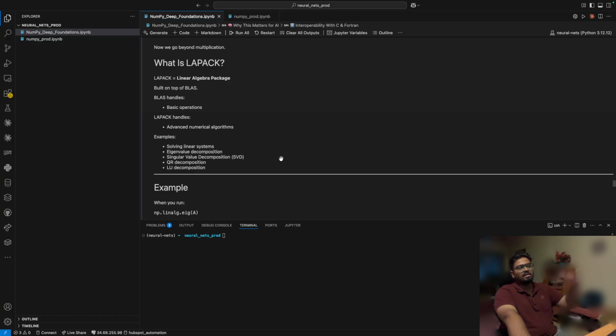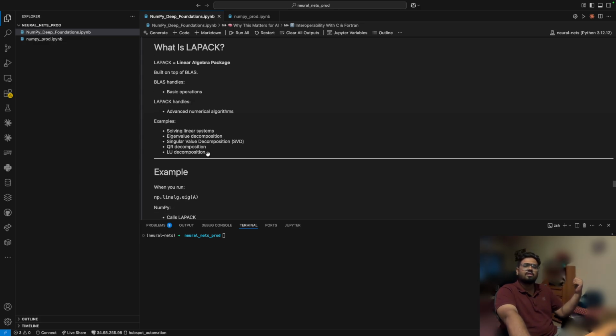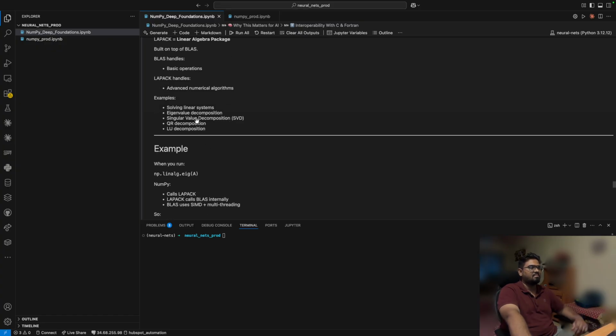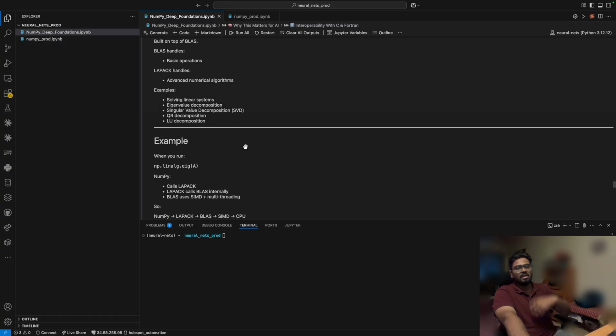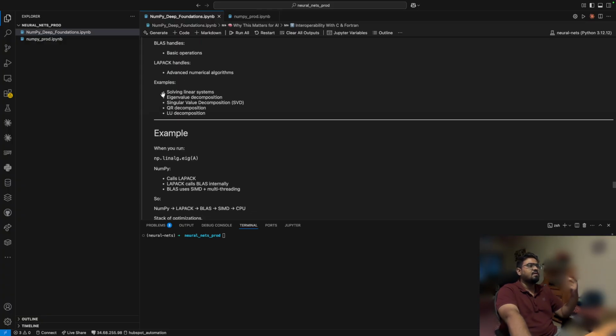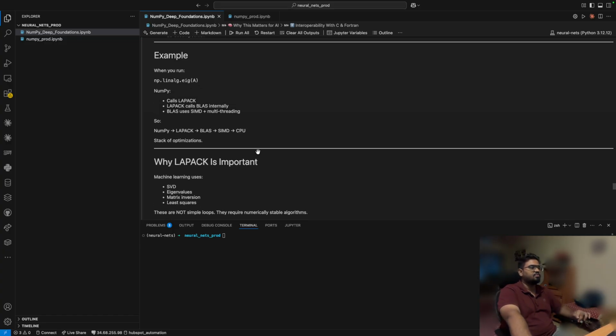SVD is again a different linear algebra concept. QR decomposition is another different kind of concept. LU decomposition is again a different kind of concept. In LU decomposition, we try to decompose a matrix into an upper triangular matrix and a lower triangular matrix. That's LU decomposition as much as I know. But these are all advanced linear algebra algorithms or calculations, and LAPACK is what is being used.